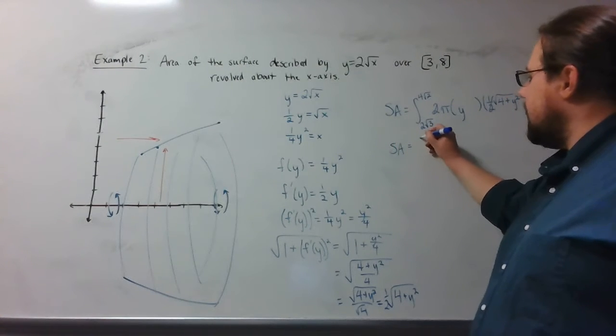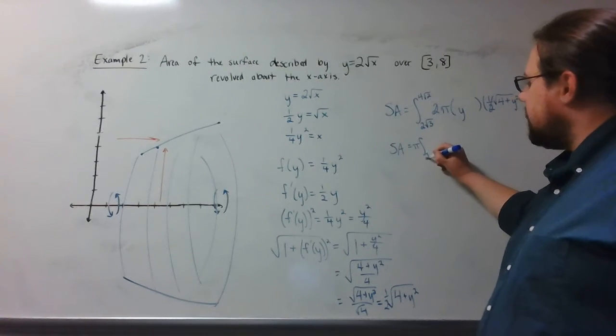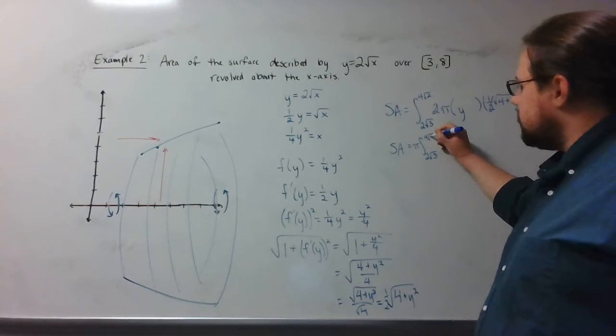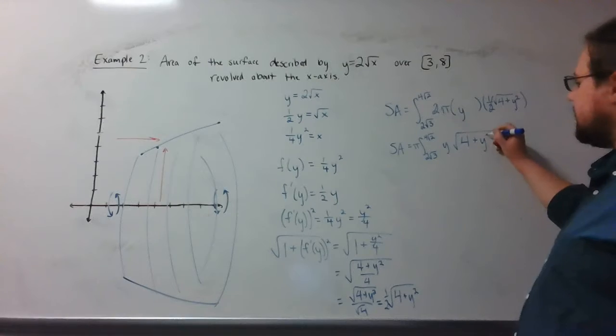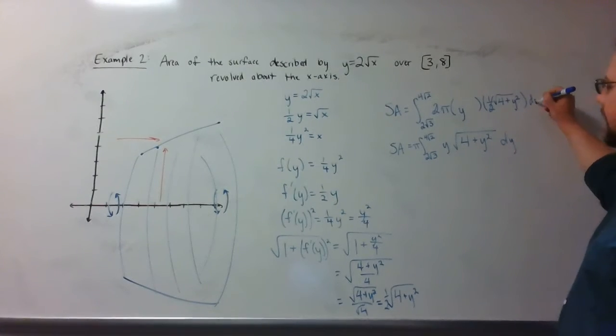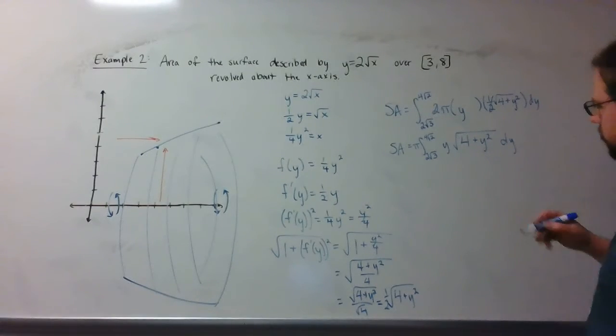Everything else is going to work out kind of nicely. So I'm taking out the pi. I've got 2 square roots of 3, 4 square roots of 2, y times the square root of 4 plus y squared. Don't forget my dy's. Now, probably a good idea to use u substitution at this point.